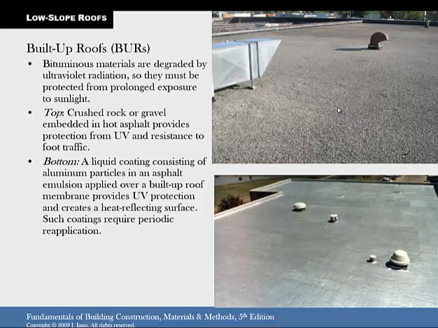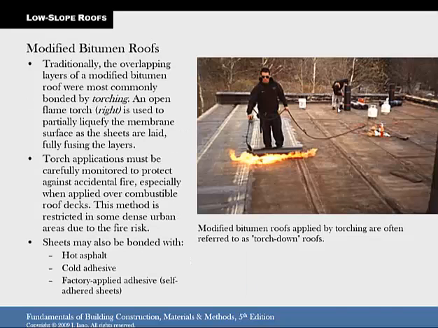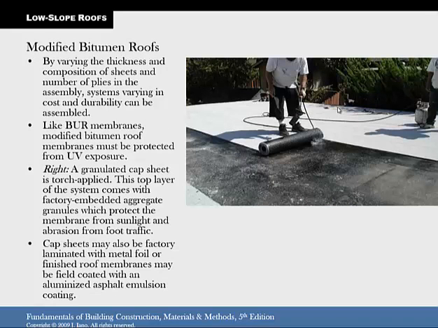A lot of times crushed rock or gravel is embedded in the asphalt. That adds another UV protection because, again, you don't want the sun just beating down on that roof membrane. It'll deteriorate it quickly. Modified bitumen roofs is what it's talking about here. Here they're using the torching method in this picture. It's obviously a hot application. Here it's kind of a welding. They're putting it down and pressing the seams kind of like an iron or weld.